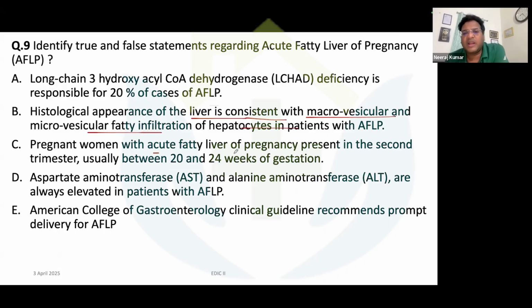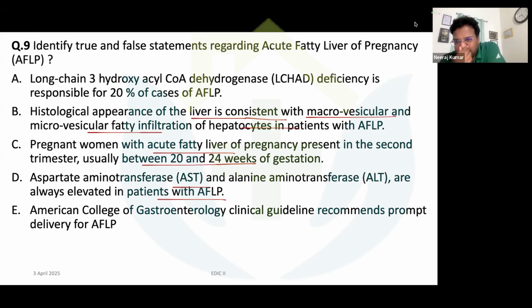Pregnant women, acute fatty liver of pregnancy presents in second trimester, usually between 20 to 24, and AST and ALT are always elevated in patient of AFLP. ACOG clinical guidelines recommend prompt delivery in AFLP patients. Just quickly mark true and false statement. I think I have already discussed many of the things.